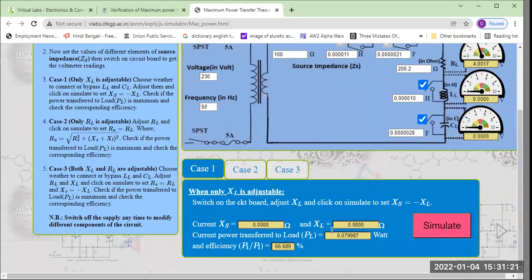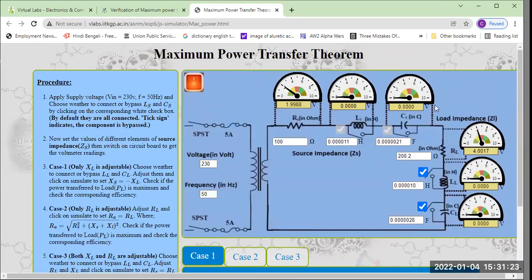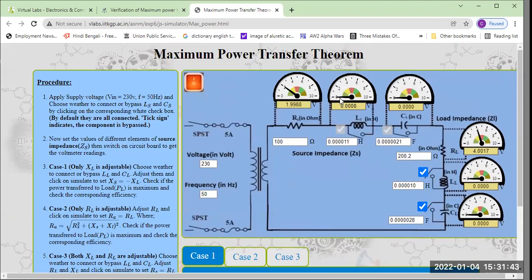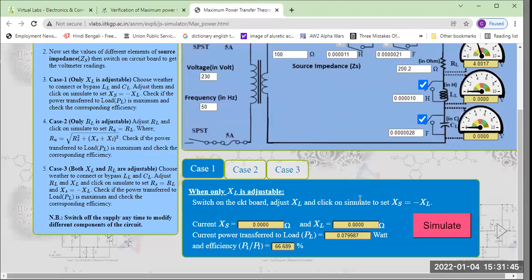But if I mismatch it, then some speaker is drawing much load, and some speaker is not able to draw such a load. So it is going downward. It is going to be damped. So this is the maximum power transfer theorem. We have to just look at this in this experiment.